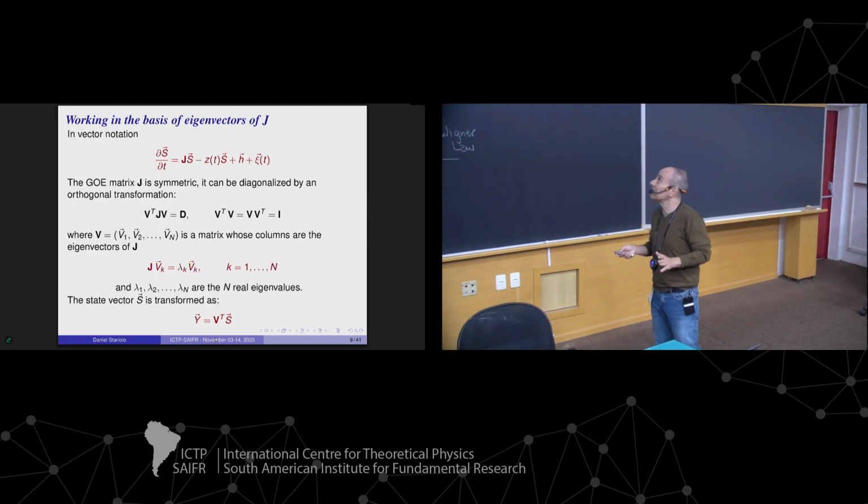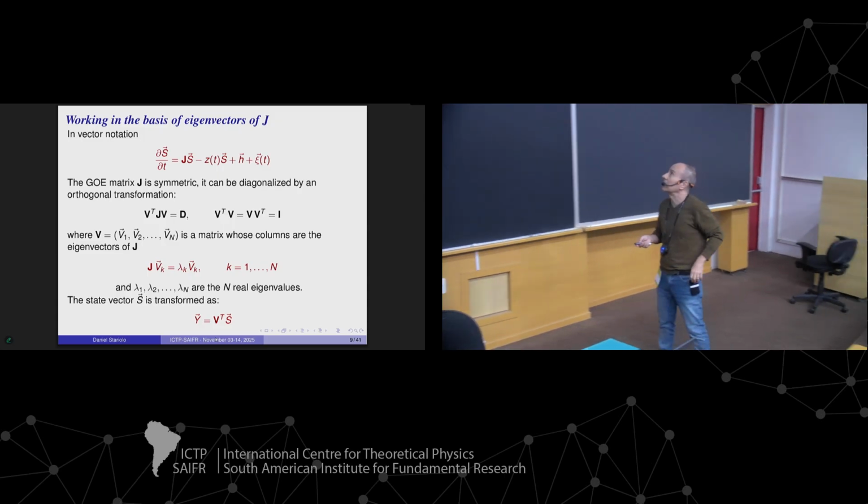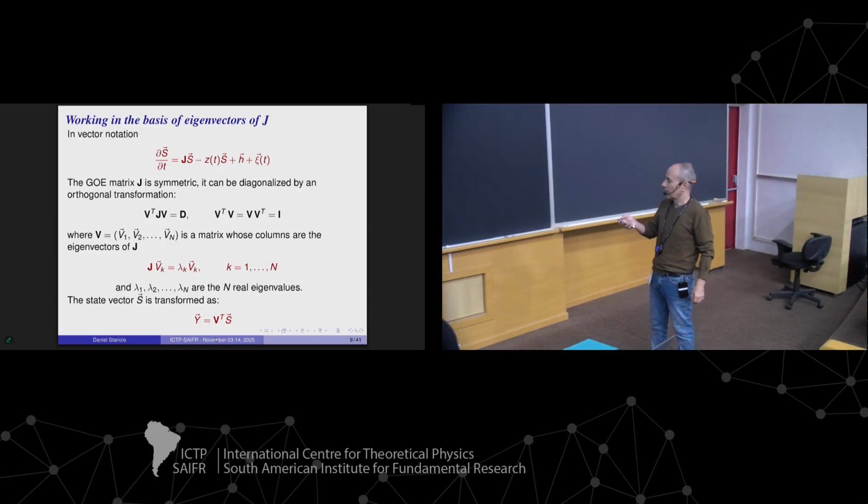Okay, so this is linear algebra. Nothing new. This is the same system of equations written in matrix form. We can apply an orthogonal transformation and diagonalize the matrix J. So this is the eigenvalue equation. Lambda k are the eigenvalues of the matrix J. They are characteristic of this Gaussian orthogonal ensemble.